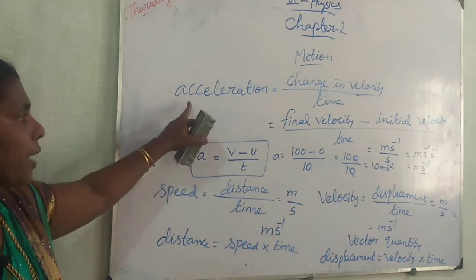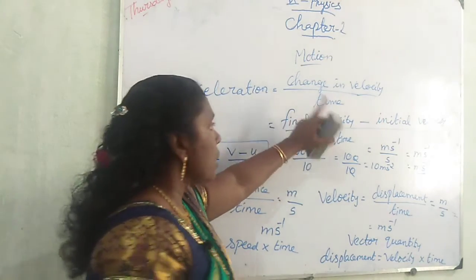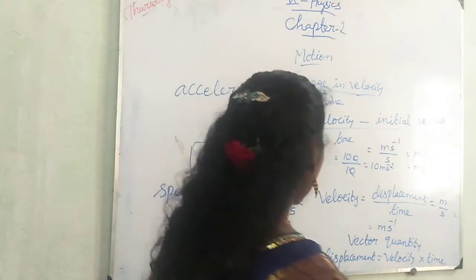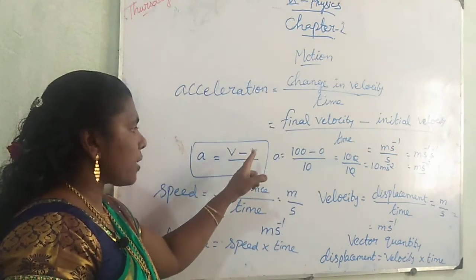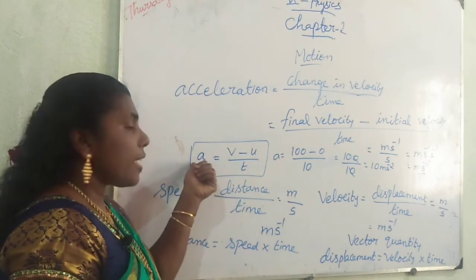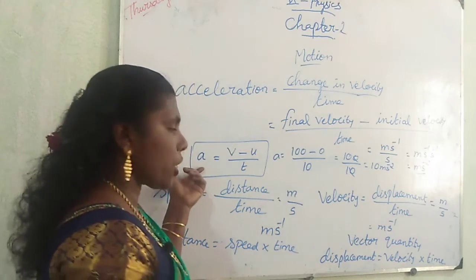Okay. Now acceleration is change in velocity divided by time. That's the formula. Change in velocity we write as final velocity minus initial velocity, divided by time. Final velocity is denoted by the letter V, initial velocity by the letter U, time by the letter T, and acceleration by the letter A.